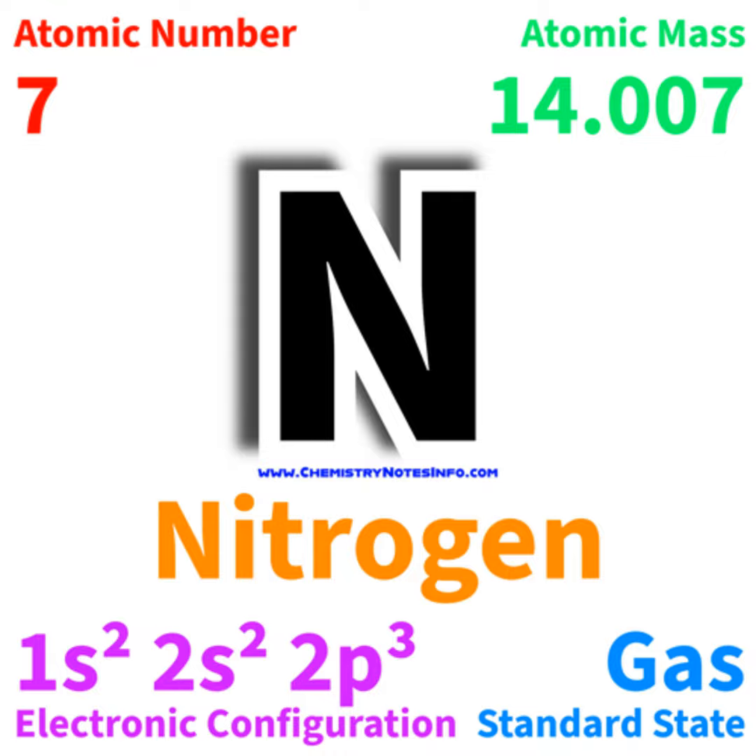Nitrogen becomes a liquid at extremely low temperature, about minus 195.79 degrees Celsius, and is commonly used in cryogenics for freezing and preserving biological samples.